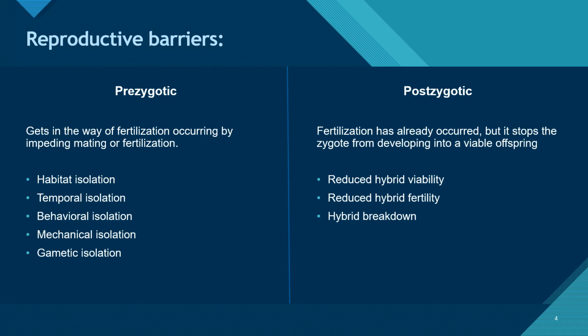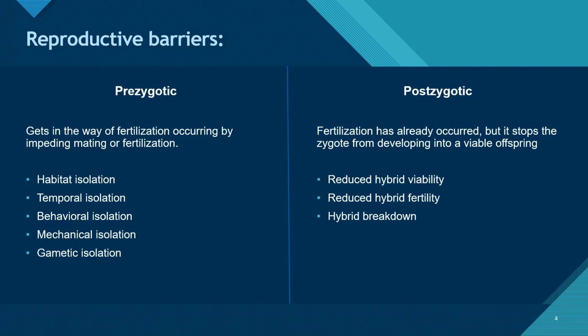So prezygotic gets in the way of fertilization occurring by impeding the actual mating, like impeding the two species actually mating or the fertilization. Postzygotic is when they miss the prezygotic one and fertilization already happened, you can't do anything about it, but it can stop the actual zygote from developing into a viable offspring. And it's important to remember that these don't always happen. It's sometimes a thing, sometimes not. So let's break it down.